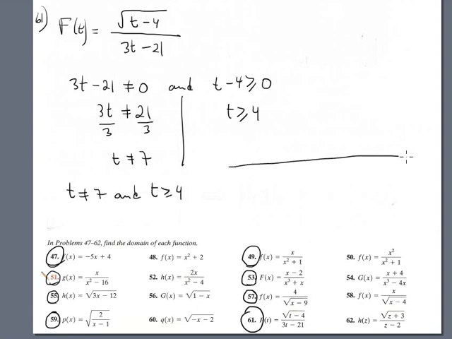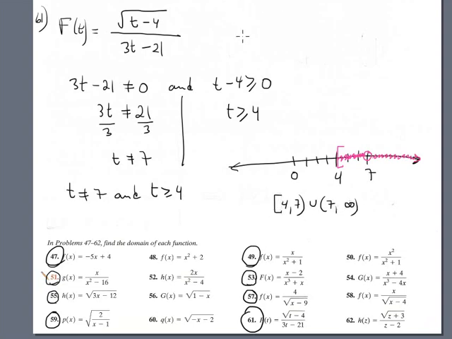In other words, this is the real number line. This is 0, 1, 2, 3, 4, 5, 6, 7. This is greater than, so we have here a bracket that includes greater than or equal to 4. In this case we have a hole. In this case we have the rest. Okay, so the domain is bracket 4, 7, parenthesis, union 7, infinity. This is the domain of f of t.